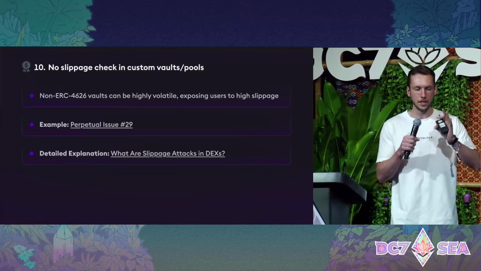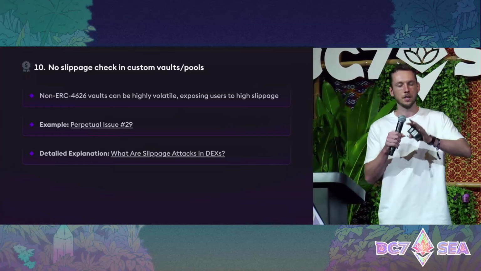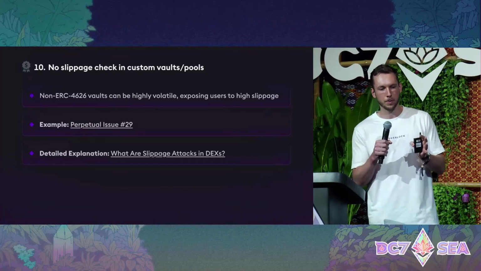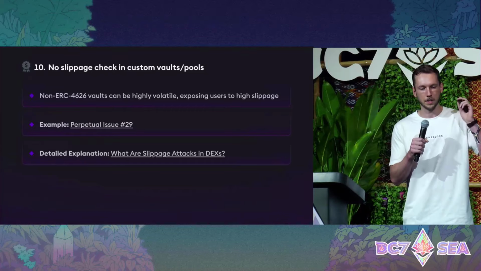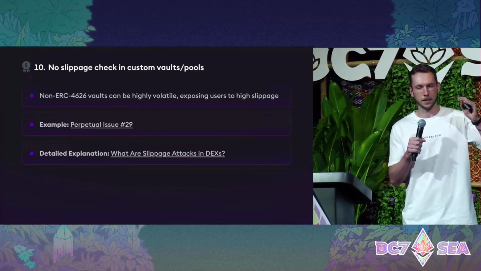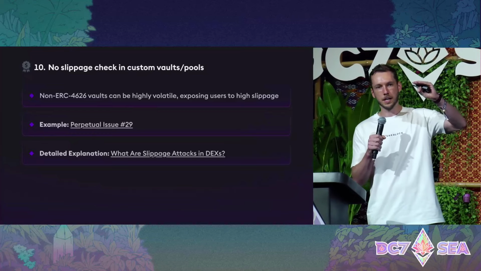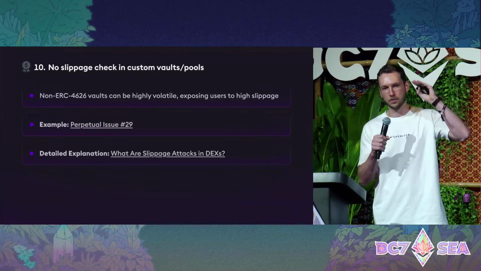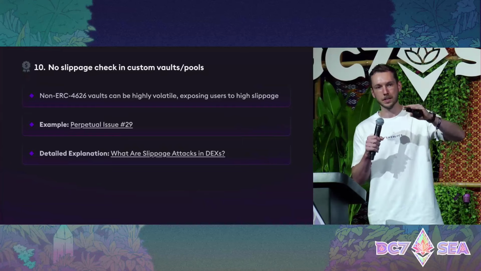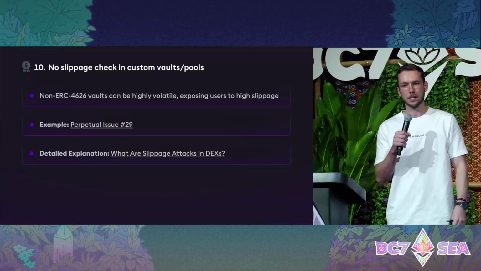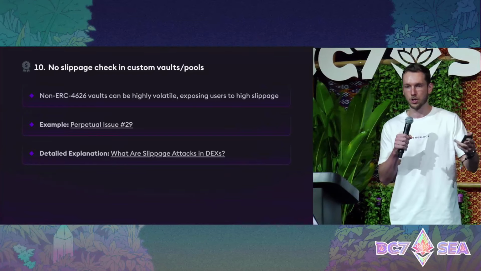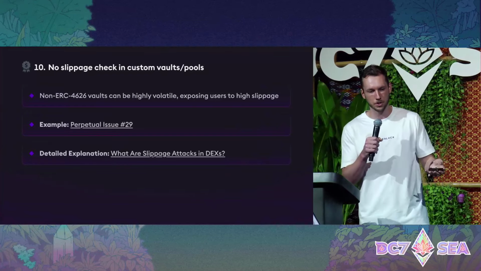So ERC 4626 is great. Use standards whenever you can when you're developing in Solidity. Because if you have non-standard pools, you can actually have your user sign up to get a trade done at one price, and then at the very next block or the very next execution, that price is completely different, and it can be off by a massive amount of percentage points. So your users can get really into trouble if you don't have slippage checks on your functions there.